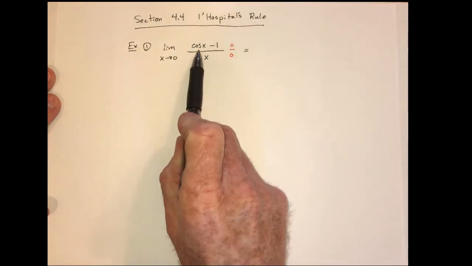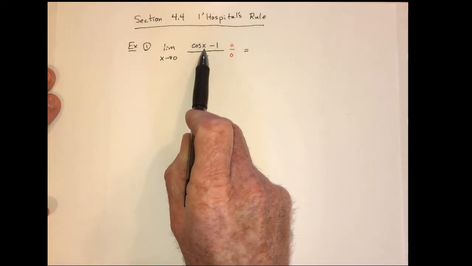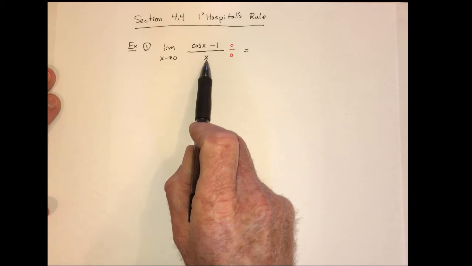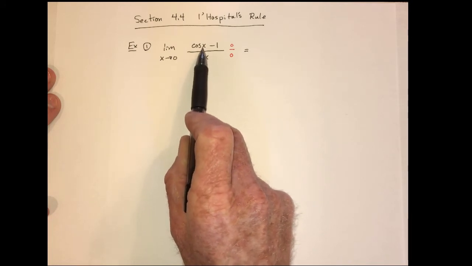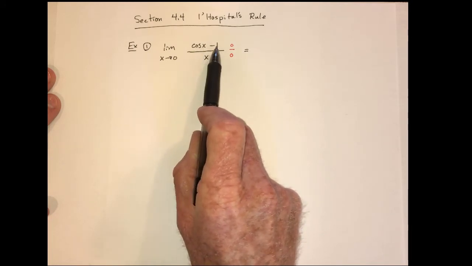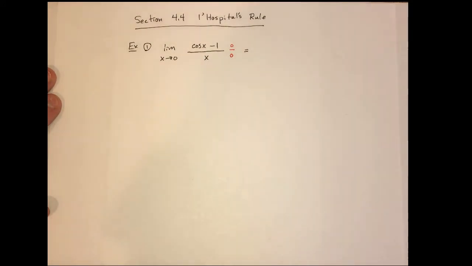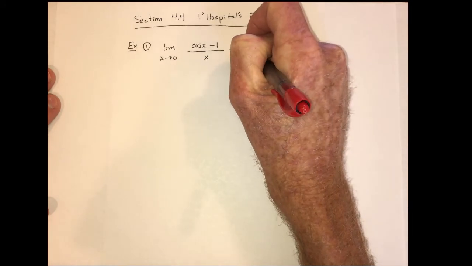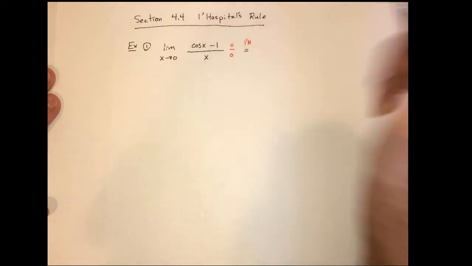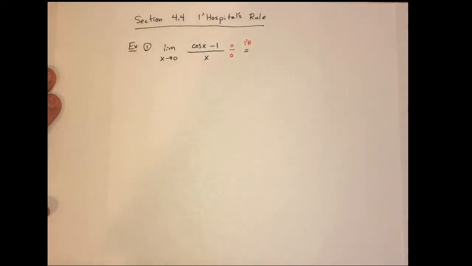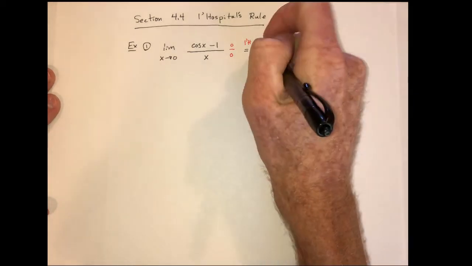And what it basically says is, take the derivative of this, take the derivative of this. And you do that separately, not like the quotient rule, just what's the derivative on the top, what's the derivative on the bottom. And whenever you use L'Hôpital's rule, please write a little thing like this indicating that in this step I'm using L'Hôpital's rule.